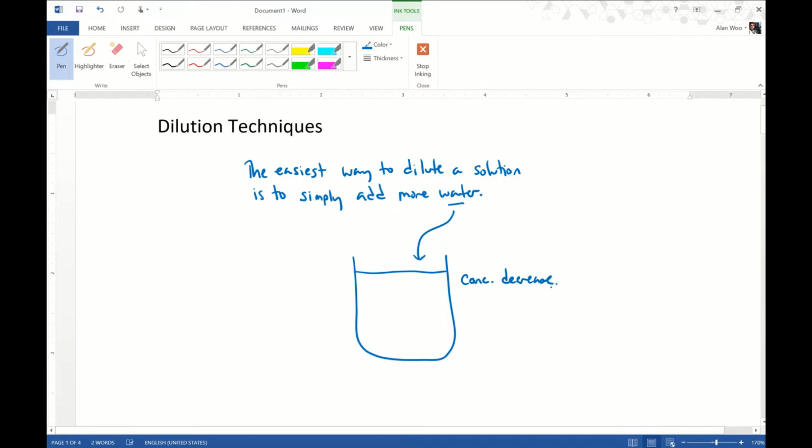But that's not the only way. Okay, this is the easiest way, but what we can also do to make something more dilute is to not add as much solute. Okay, so if you can somehow remove the solute from the solution, or just to add less of it if you're making a new solution, that would also work. So 2 would be less solute added, or sometimes removed from a solution.